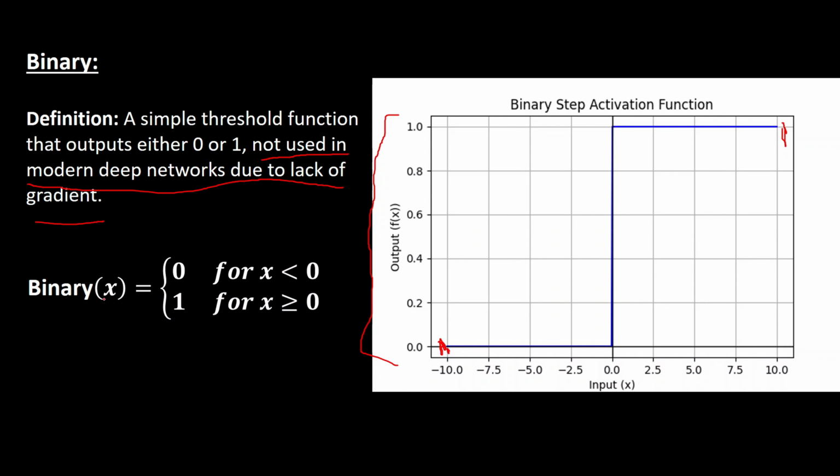And here is a function, and it is actually a step function. When you have this kind of function where you have conditions for something, it is called a step function. So this was a simple binary function.